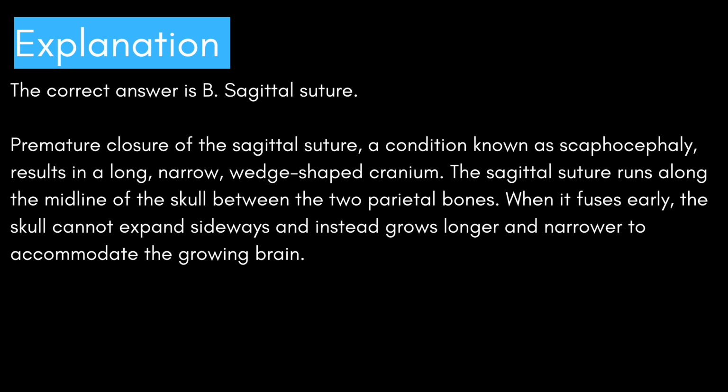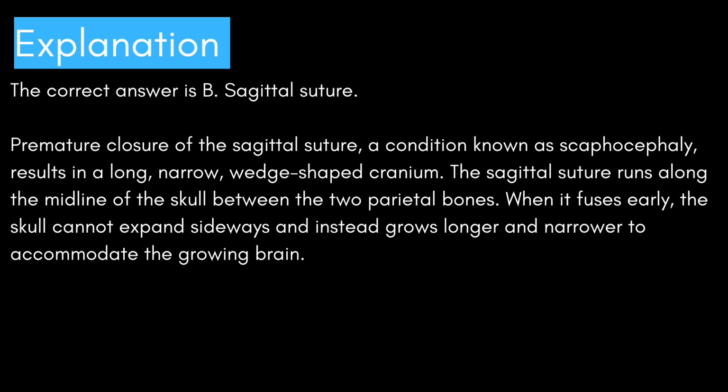Premature closure of the sagittal suture, a condition known as scaphocephaly, results in a long, narrow, wedge-shaped cranium. The sagittal suture runs along the midline of the skull between the two parietal bones. When it fuses early, the skull cannot expand sideways and instead grows longer and narrower to accommodate the growing brain.